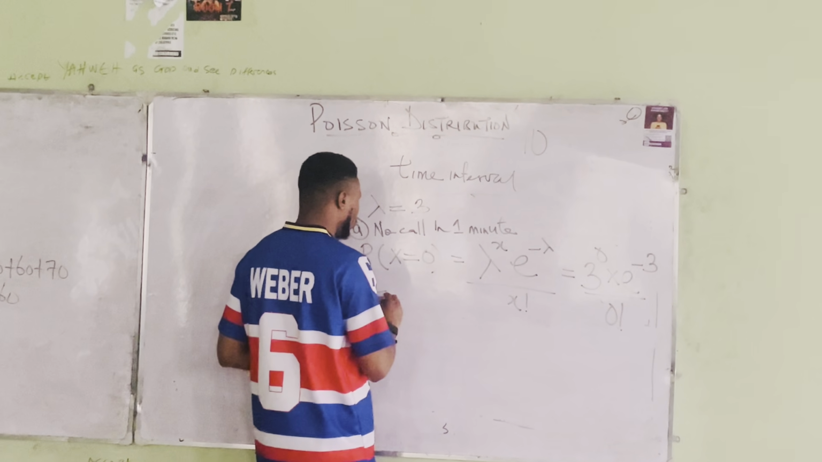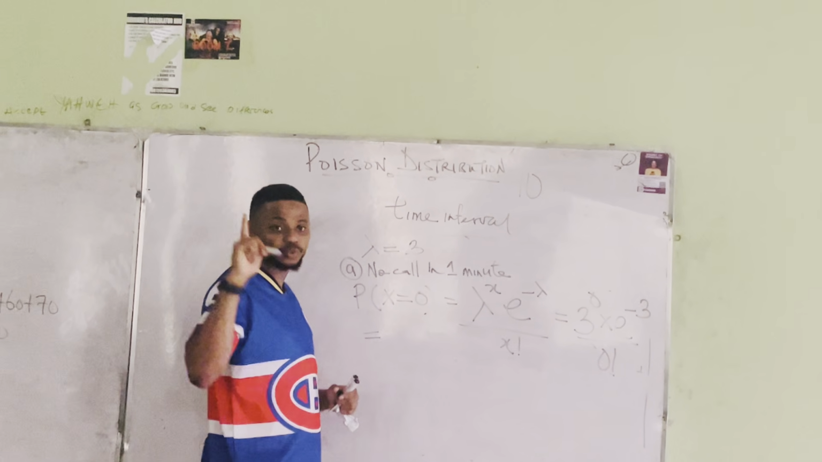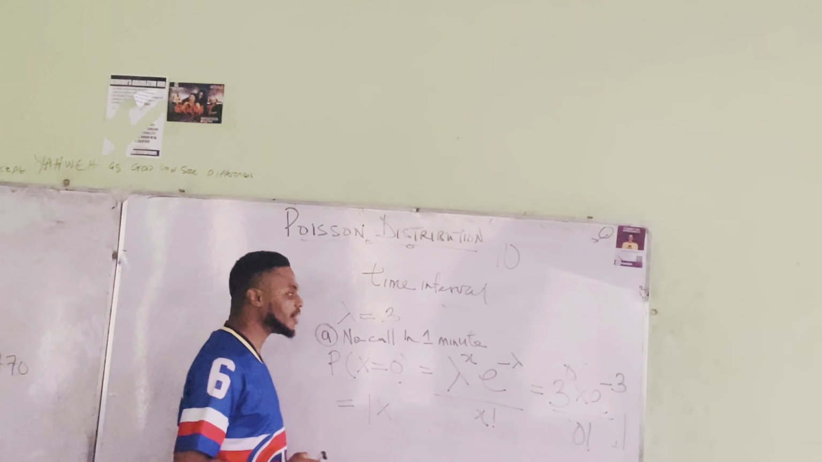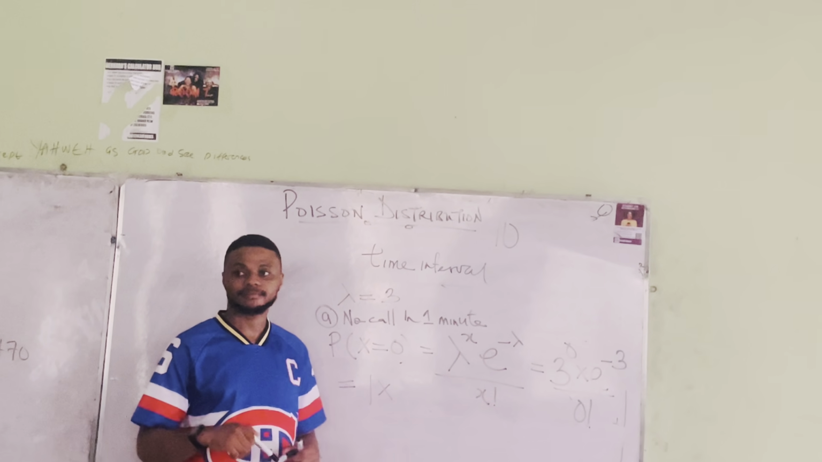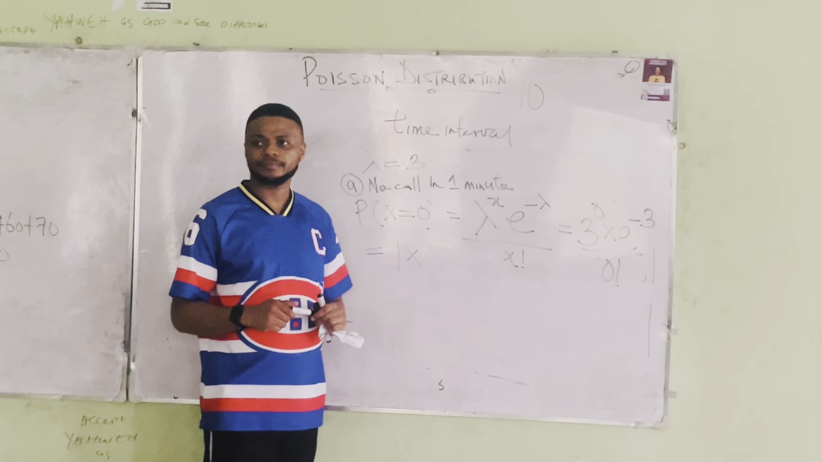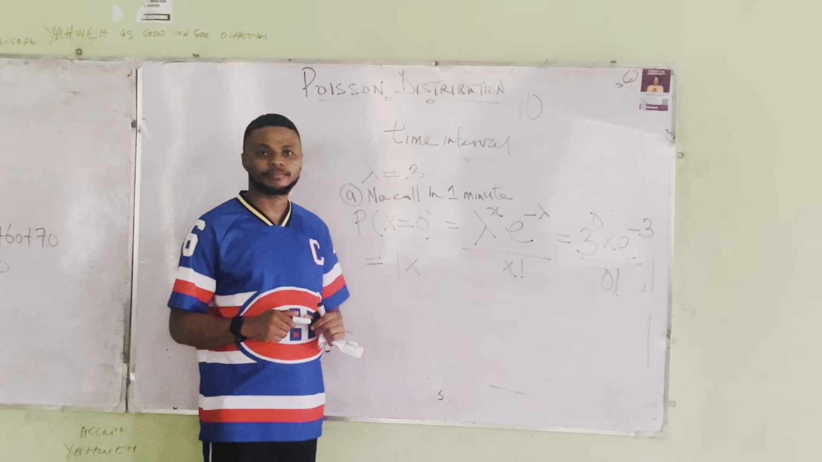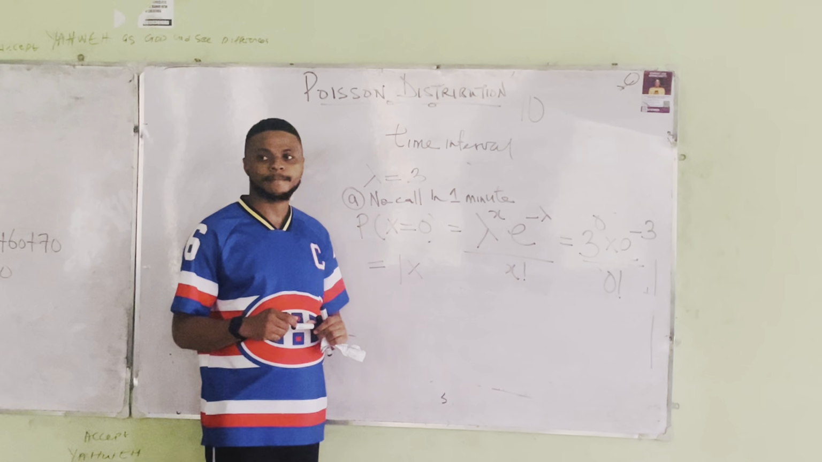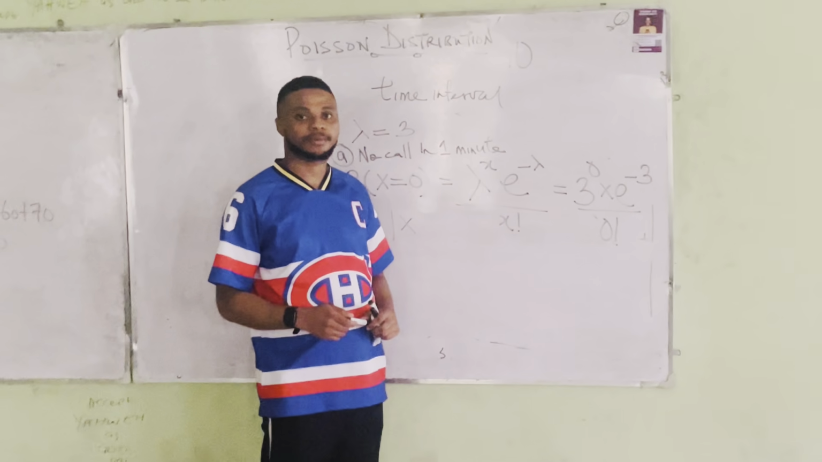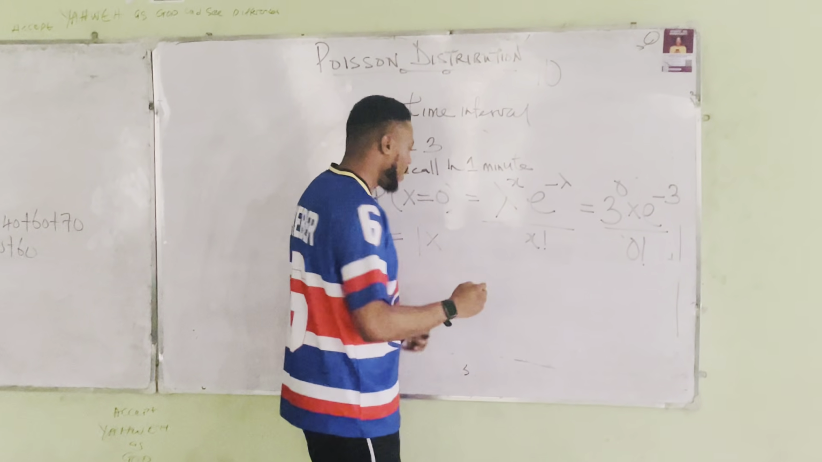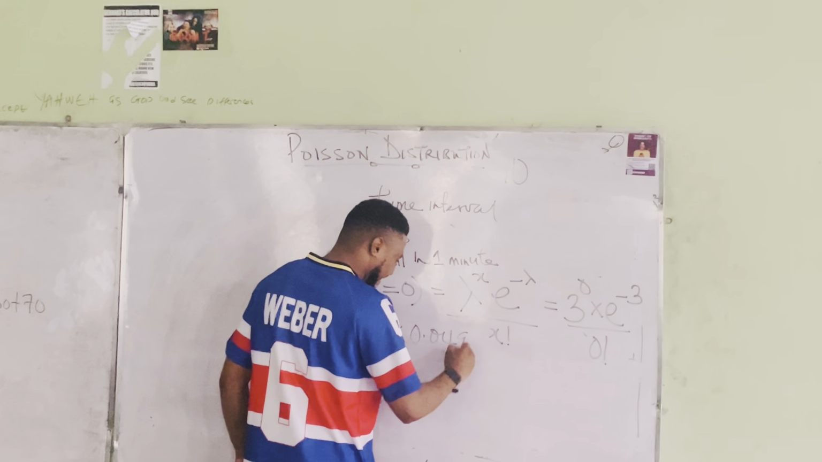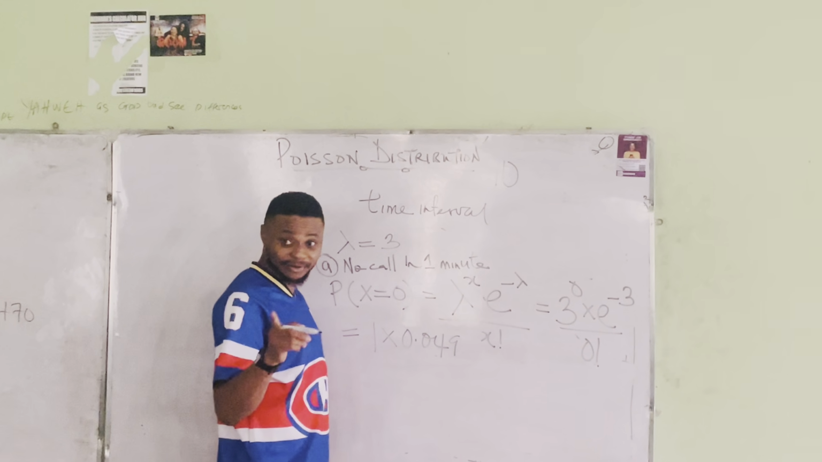Now this will be equal to 3 raised to the power 0. Any number raised to the power 0 is what? 1. So this will be 1 times e raised to the power of minus 3. What is e raised to the power minus 3? Quickly! Now we have 1 times 0.0497. After 9 is 7, right?